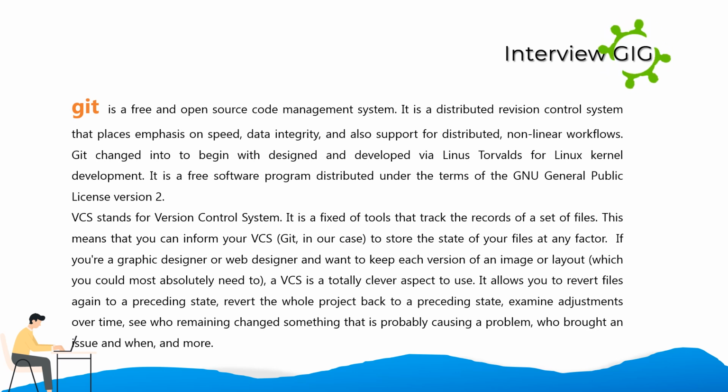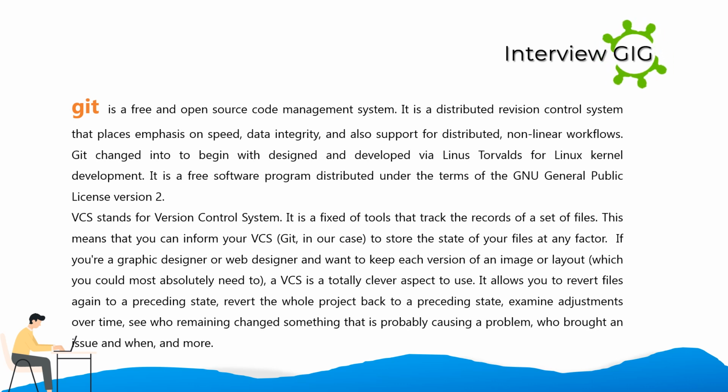VCS stands for Version Control System. It is a set of tools that track the records of a set of files. This means that you can tell your VCS, Git in our case, to store the state of your files at any point. If you're a graphic designer or web designer and want to keep each version of an image or layout, which you most absolutely would want to, a VCS is a very smart thing to use.